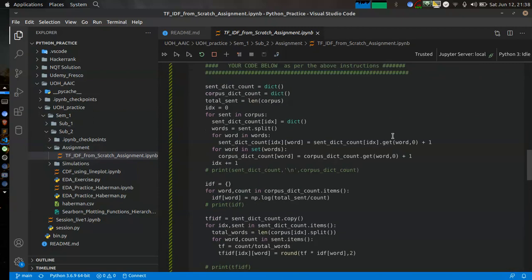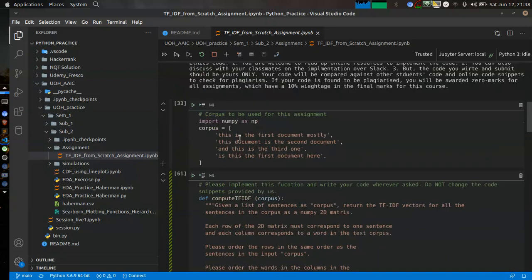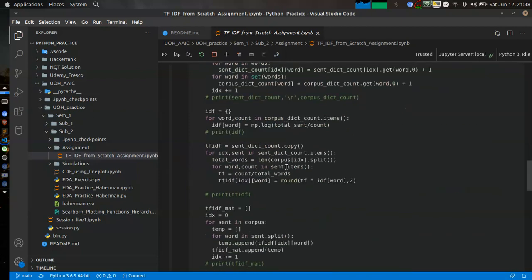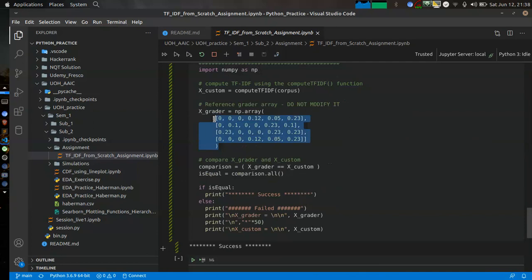Okay, so we have this corpus of four sentences. Let me define the problem again. For each sentence having six words, we need to create this 4 by 6 matrix, so it is a 2D matrix. This is an np.array, and this is the answer they are defining. If you count, it has four rows, meaning four sentences, and six columns, meaning six dimensions or six words. So it is a special case.